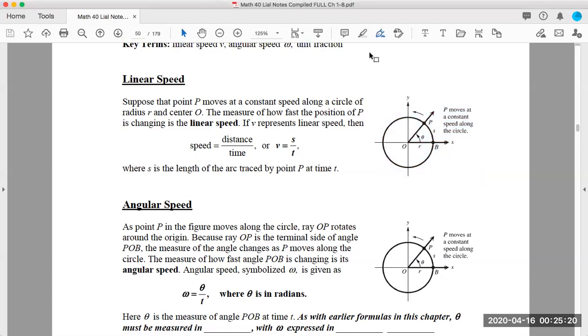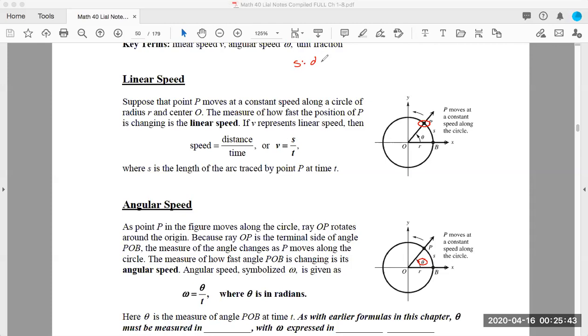Okay, so we are tracking the movement of P. For linear speed, we're tracking the movement of P, and for angular speed, we're tracking the movement of theta. All right, so essentially, we're going to introduce a few more things here.